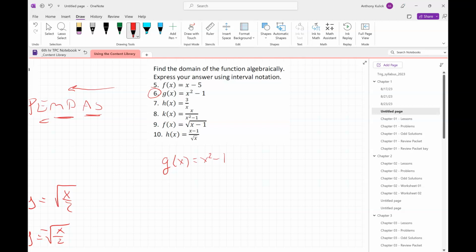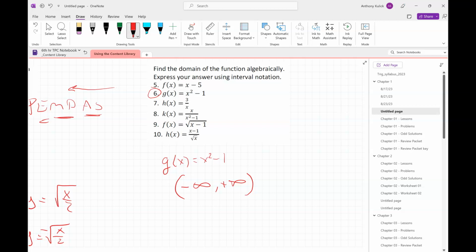How do I write every number as an interval? I write it as negative infinity to positive infinity. And I'm done. So there's nothing really to do because there's no restriction. There's no number that's going to cause a problem or no operation that can cause a problem. If all the operations are like addition, subtraction, multiplication, exponent, nothing bad can happen. What are the operations that bad stuff can happen? Division and square roots. Those are the two things that we have to worry about.